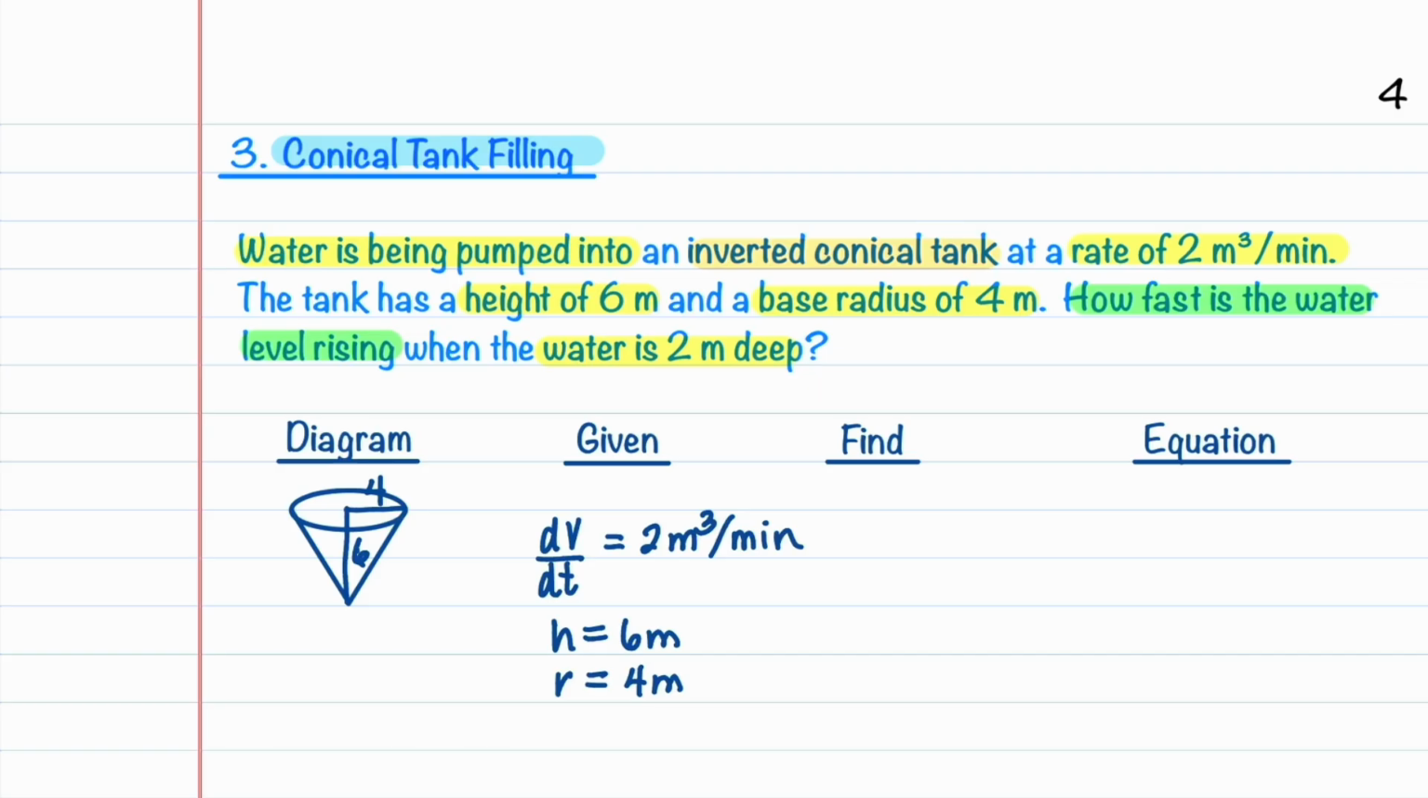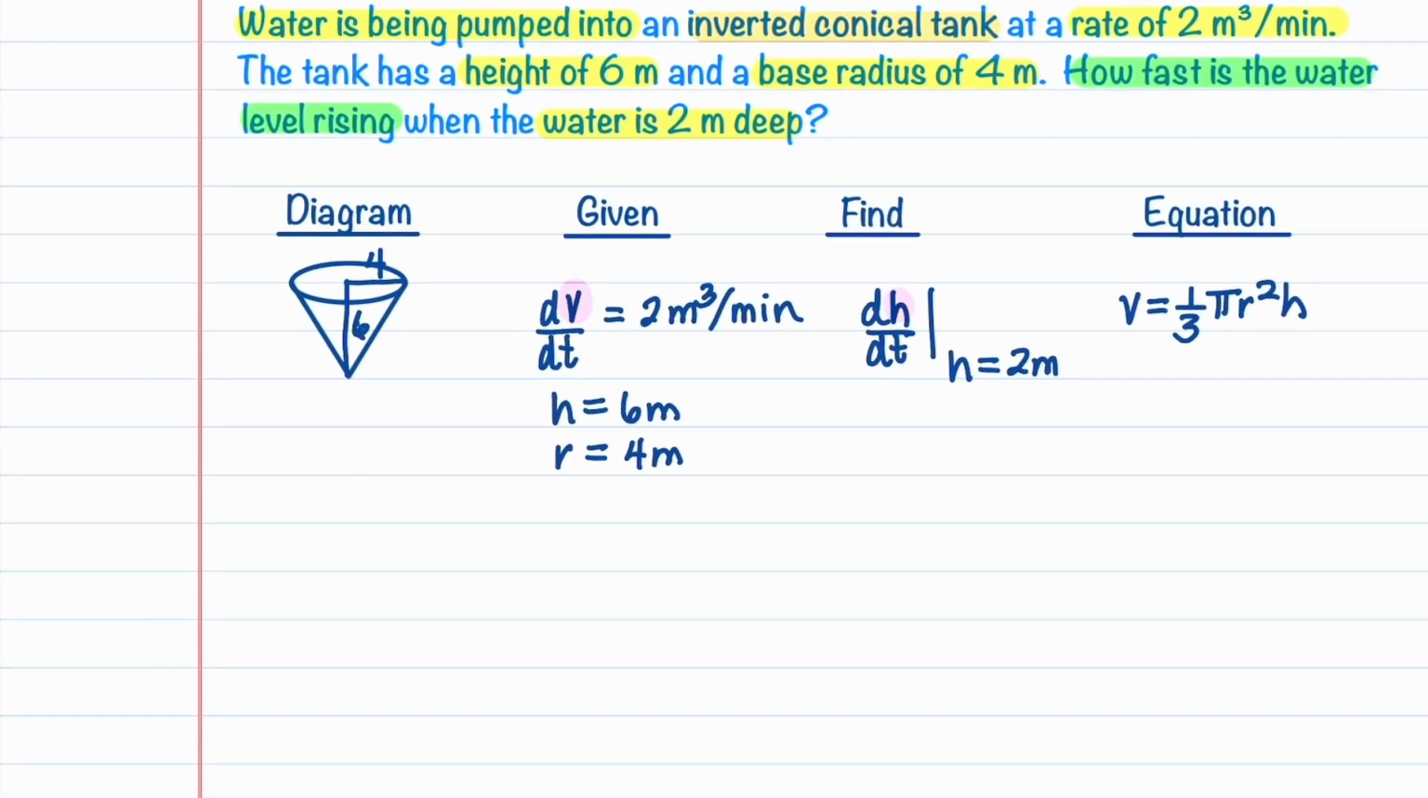Now let's look at what we have to find. We want to find how fast the water level is rising. When the water is rising, the height of the water is changing. So we want to find dh/dt when the water is 2 meters deep, so the height is 2 meters. Now we need to think about an equation that relates the volume of our conical tank to our height. That formula is the volume V equals 1/3 pi r squared h.